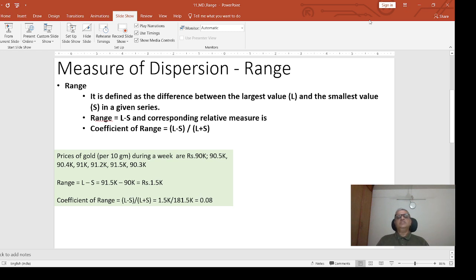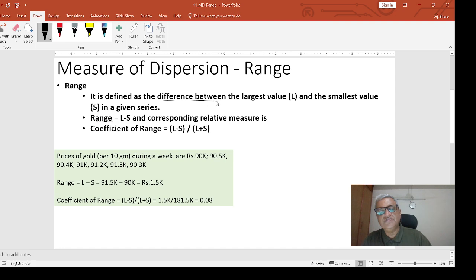Okay, so let us quickly see how we calculate absolute as well as relative measure of dispersion as far as range is concerned. As I said, it is one of the easiest measures of dispersion. And how do you calculate it? It's just getting the difference between the largest value and the smallest value in a given series, right?